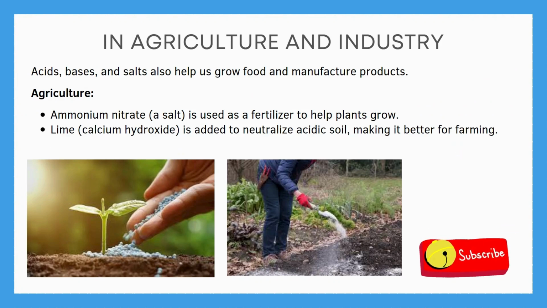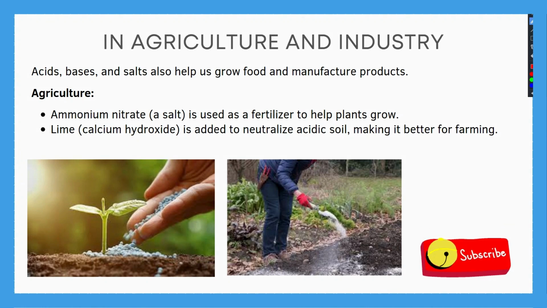Now we've talked about the uses of acids, salts, and bases in the home. Let's talk about agriculture and industry as well. Do salts, bases, and acids have roles that they play in agriculture and industry? Of course they do. Starting with agriculture, a salt called ammonium nitrate is used as a fertilizer, as you can see over here, to help plants grow.